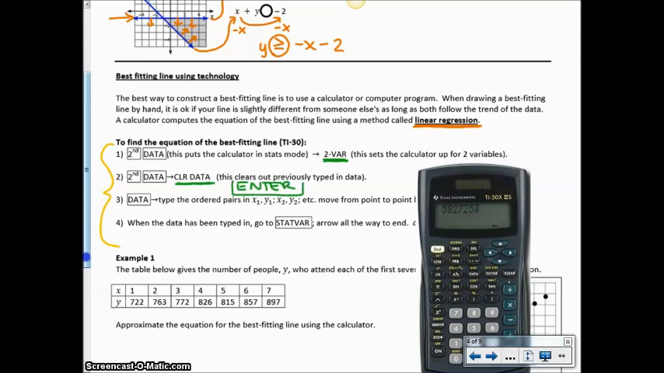If you don't hit enter and you just clear out of it, then it's not actually clearing your data. If someone else is going to be using your calculator, then you want to make sure that you clear your data each time, because their data will still be in there and you might type over it.